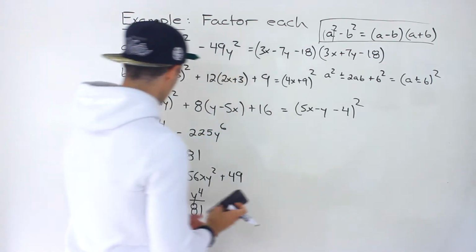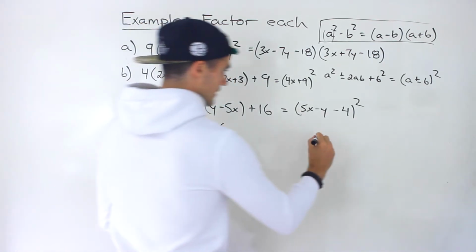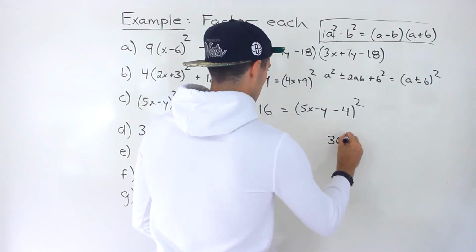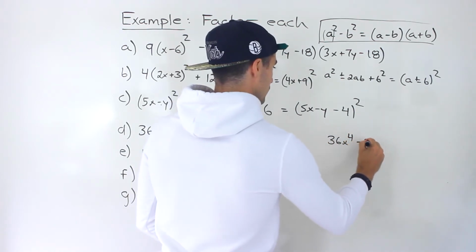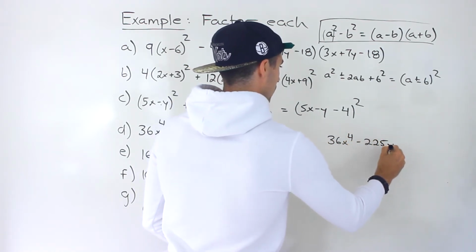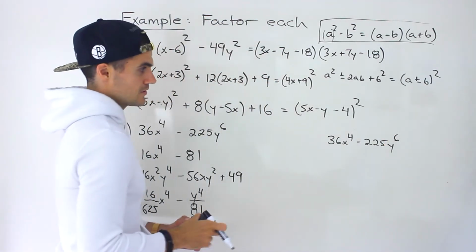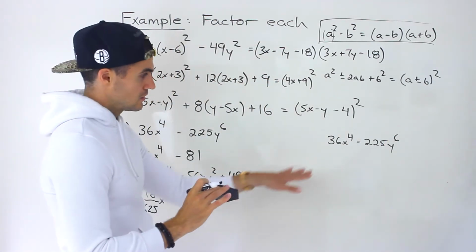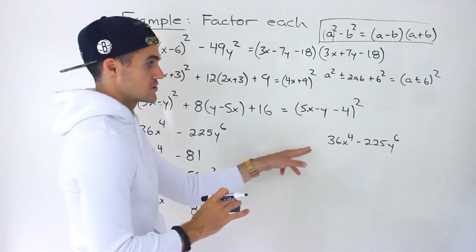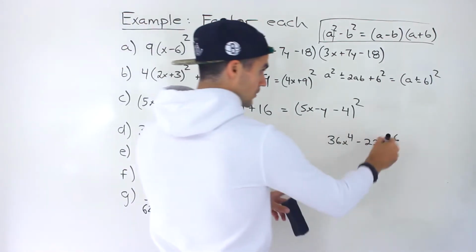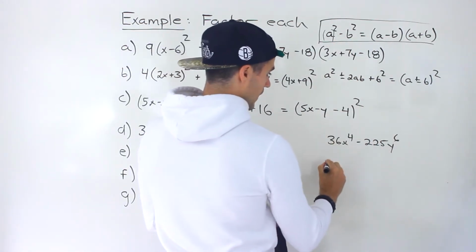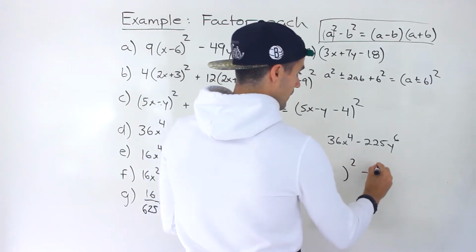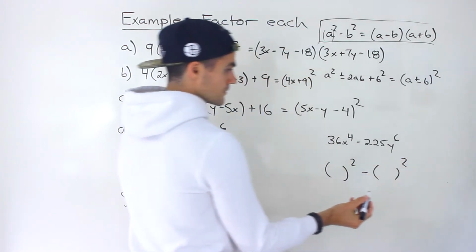Moving on to the next one, we got 36x to the 4 minus 225y to the 6. So hopefully at this point you could tell we're dealing with a difference of squares here. But what we want to do is try to rewrite this in this format where we're going to have something squared minus something squared. So what can we do?